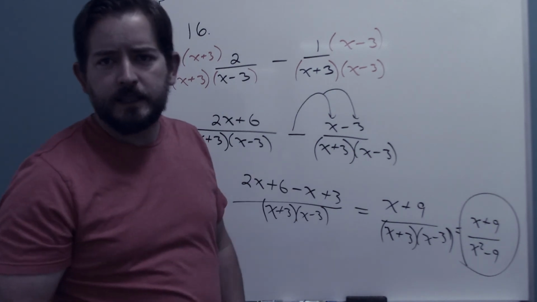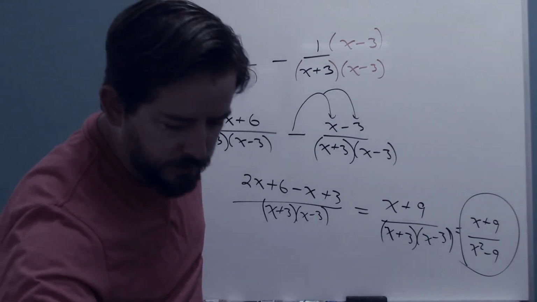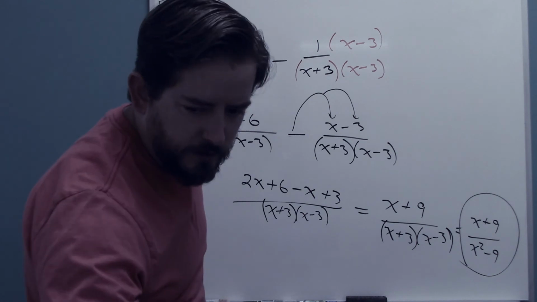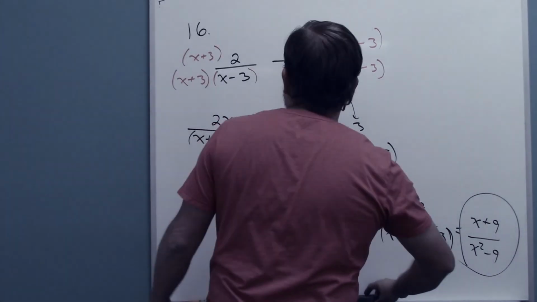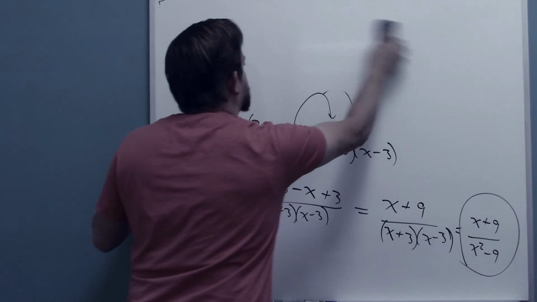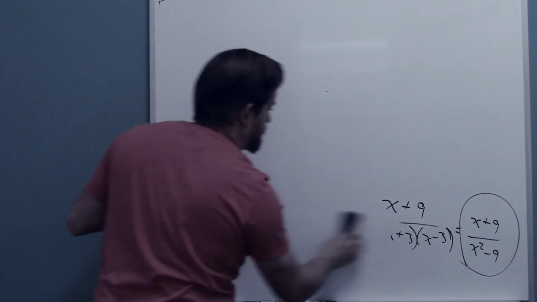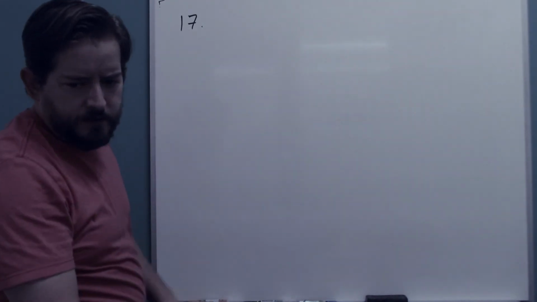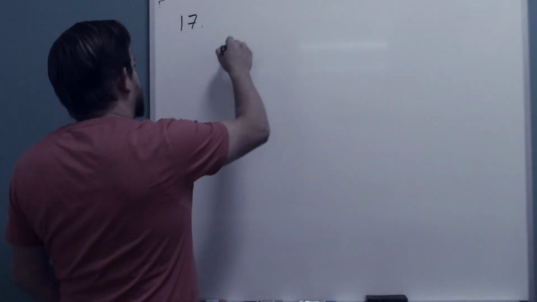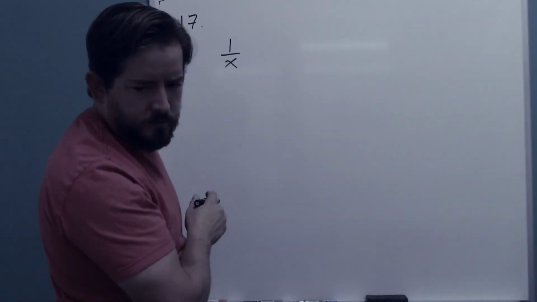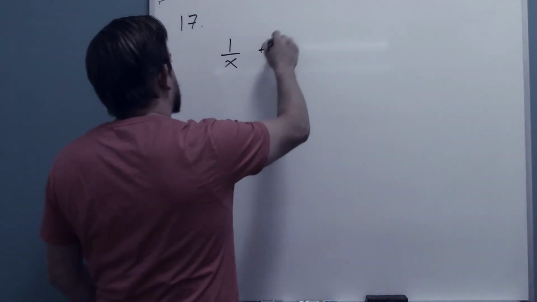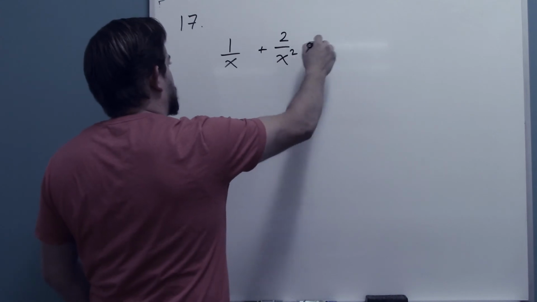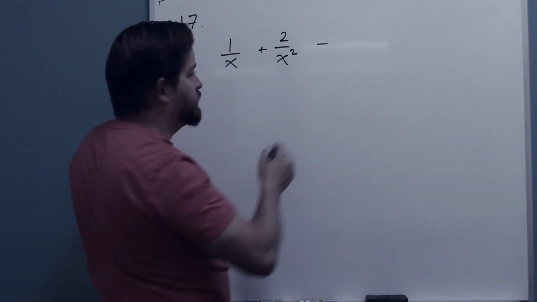So that's 16. How am I doing on time? I'm good. Let me do one more, at least on this video. Let's take a look at 17. Has 1 over x plus 2 over x squared plus 3 over x to the third.